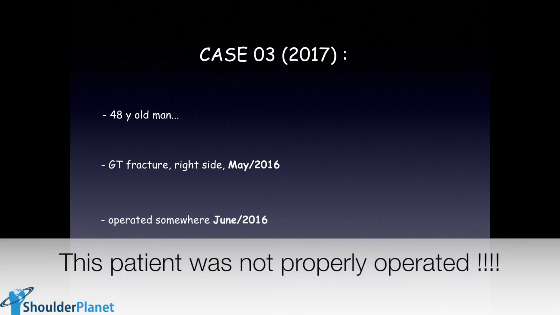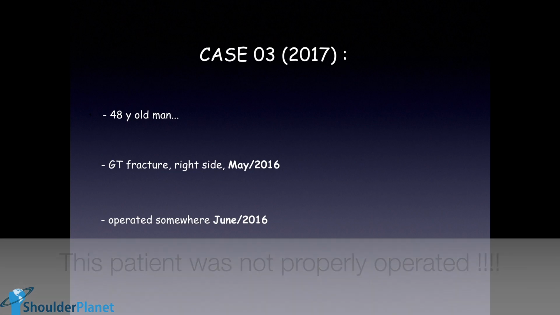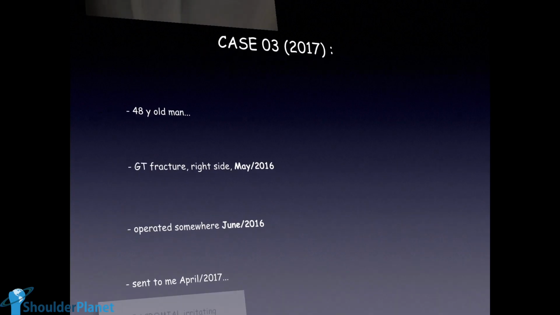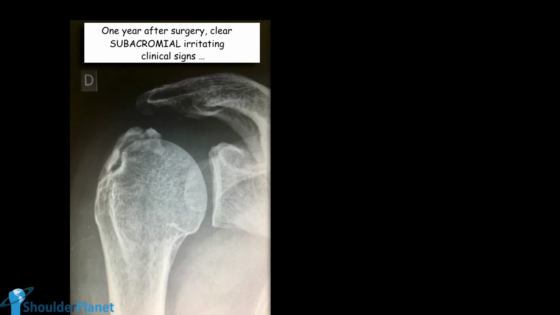A 48-year-old man who had a greater tuberosity fracture somewhere far away from my hospital here in Brazil in May 2016. He was, in my opinion, incorrectly, I repeat, incorrectly operated somewhere in Brazil one month after that, in June 2016, and he was sent to me in agony and much pain, basically 1 year after, 10 to 11 months after surgery. This was his AP view, the X-ray, 1 year after surgery.